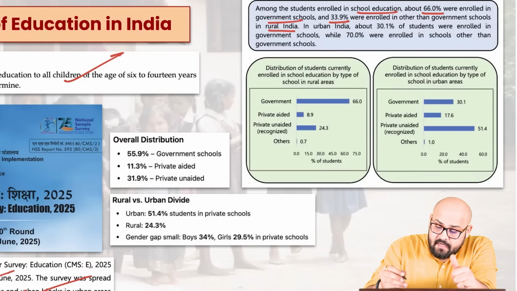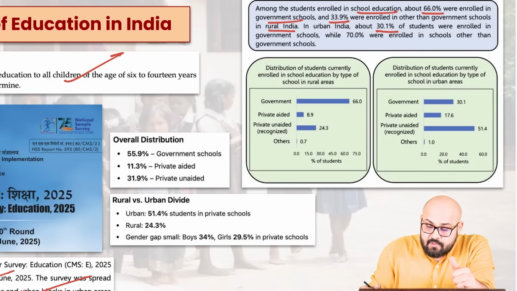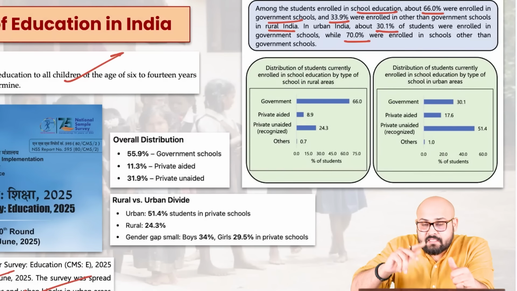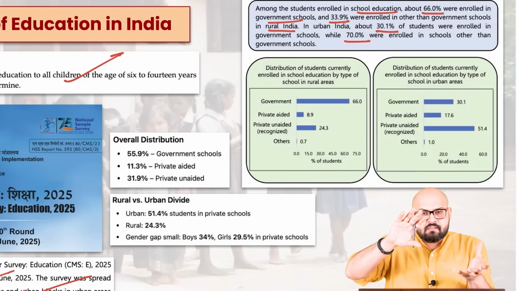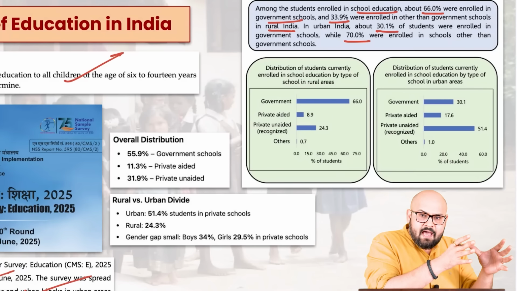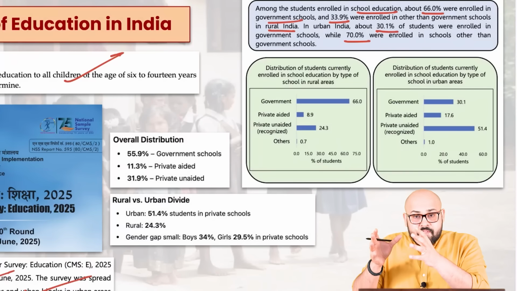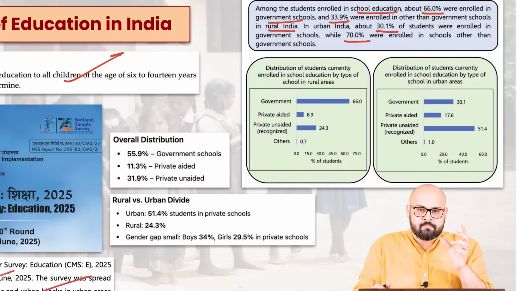When we talk about urban India, 30.1% of the students were enrolled in the government schools and 70% were enrolled in schools other than the government schools. So the picture is skewed. In the rural areas, we have a majority of the children going to government schools, and in the urban areas, we have a majority of the children going to private schools. I hope it is clear.